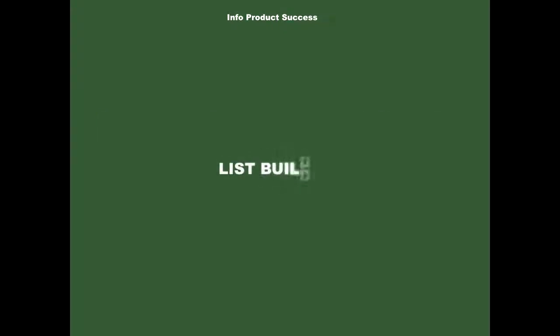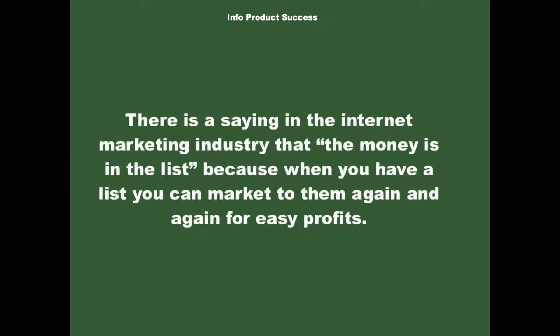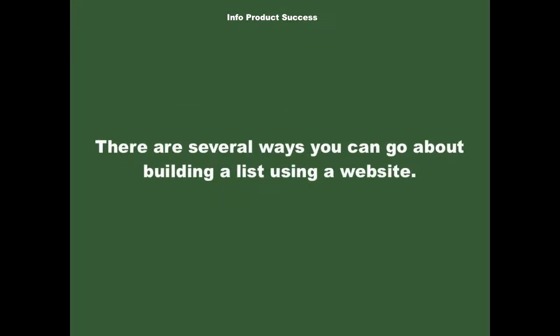List building. With a website and autoresponder, you can begin building your own mailing list. There is a saying in the internet marketing industry that the money is in the list, because when you have a list, you can market to them again and again for easy profits. There are several ways you can go about building a list using a website.